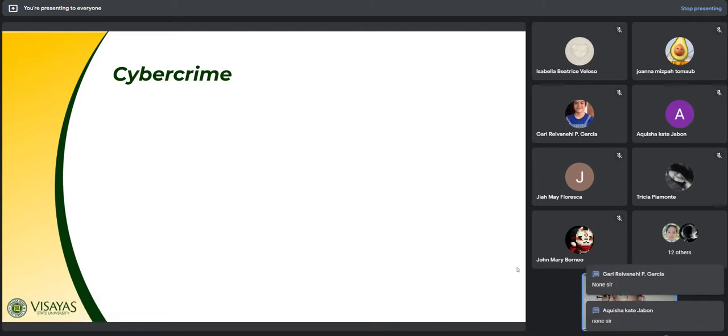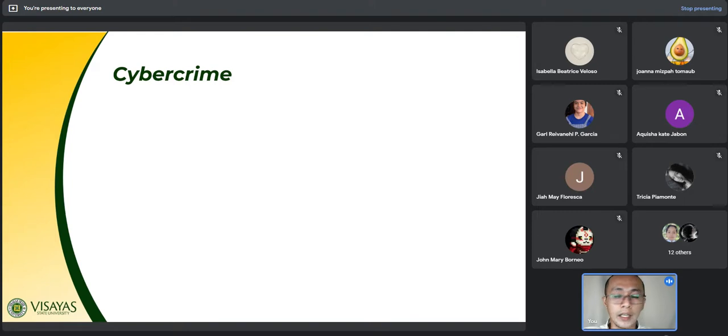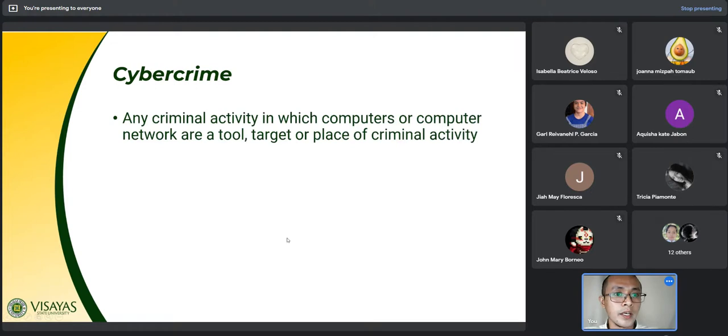So this time, class, let's now proceed with cybercrime. Basically, class, cybercrime: you have heard two words, cyber and crime. Cyber, class, pertains to computers, and crimes are illegal actions. So in short, class, when you say cybercrime, these are any criminal activity with the use of a computer, wherein the computer can be a tool to commit a criminal activity, a target, or a place of criminal activity. So that's what we call, class, cybercrime.